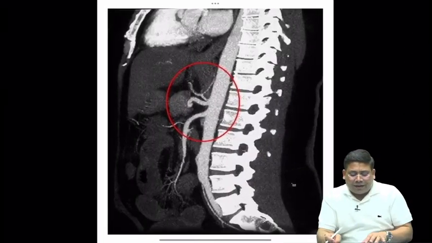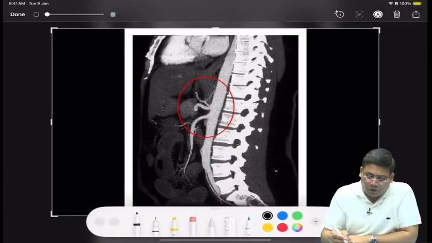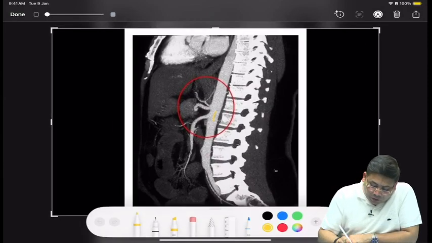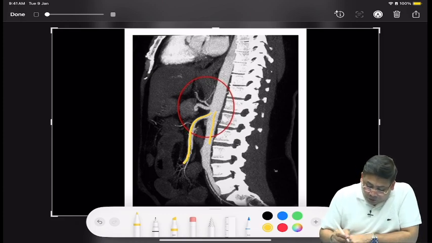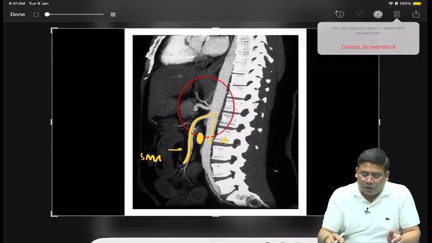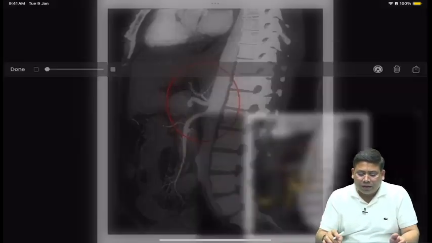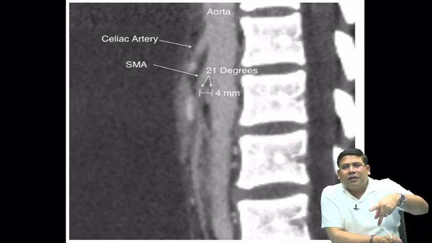This is a classical image where I will be showing you the concept of the aortomesenteric angle. This is the aorta, this is the superior mesenteric artery, and between them is the duodenum, which is present here. Because of the narrowing of the angle, there will be compression. In this image, the angle shown is 21 degrees.